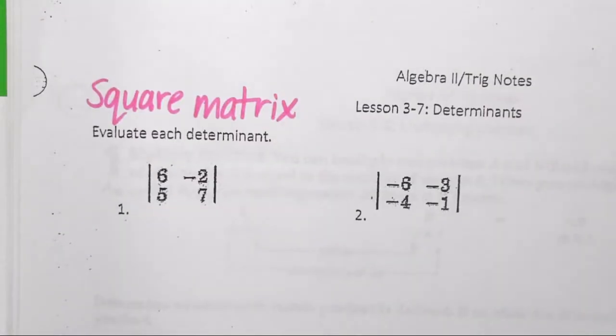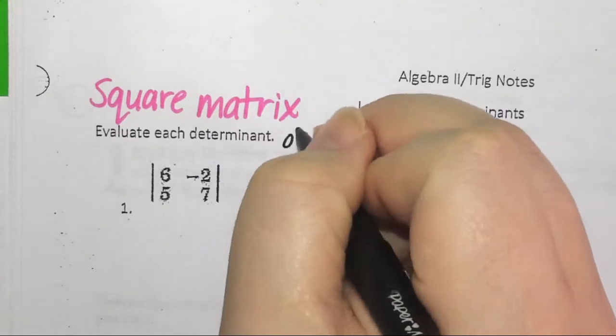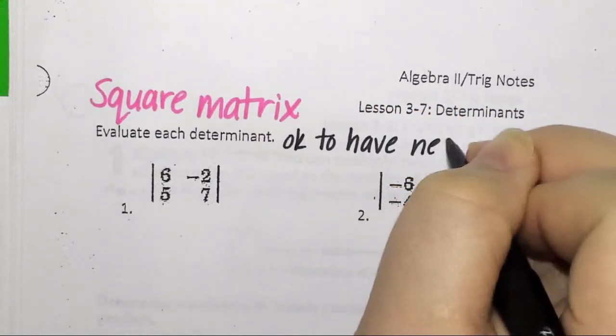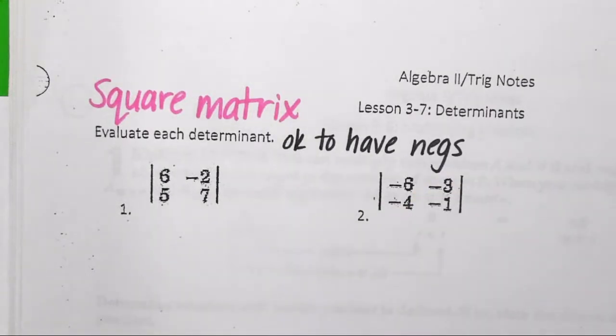Okay, on number 1, I don't see the normal brackets we've been seeing with matrices. Instead, I see something else. What do those remind you of? They look like absolute value signs. Ellie, get a point. However, what's the deal with absolute value signs? Your answer is always positive. That's not the case with determinants. It's okay to have a negative. So I'm going to put okay to have negatives. It's okay to have negative numbers.